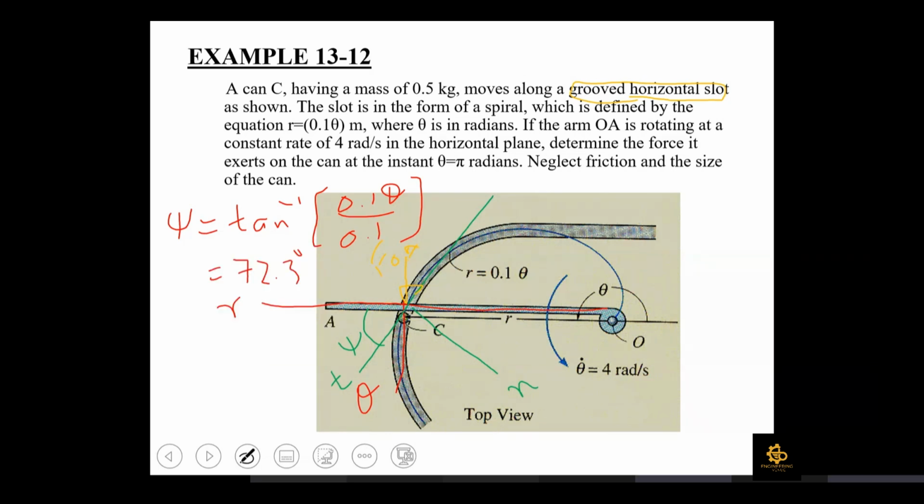Yes, sir. Okay, the next thing would be once you are isolating the scan, it means that you are basically removing all connections of the scan with the surrounding. So the scan is also in contact with this grooved horizontal slot. So once you remove the slot, what force you should get? Sir, reaction force along negative n.